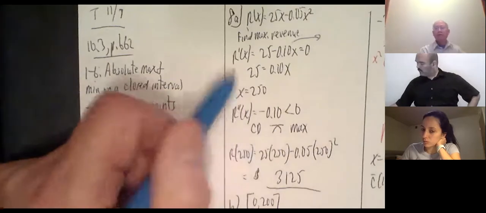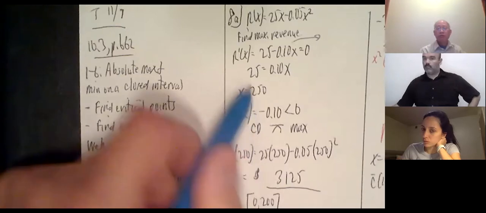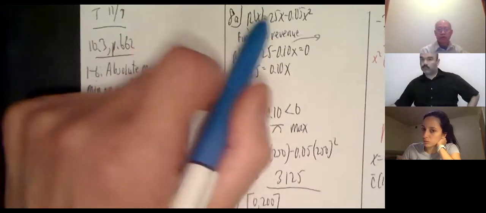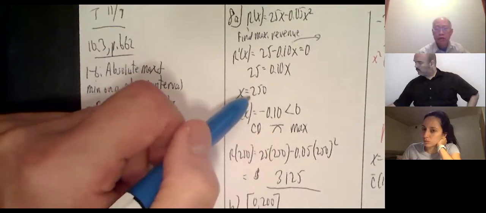Okay, so I maximize my revenue at x equals 250. What is the maximum revenue? Well, I just plug in 250. So the maximum revenue occurs when x is 250.